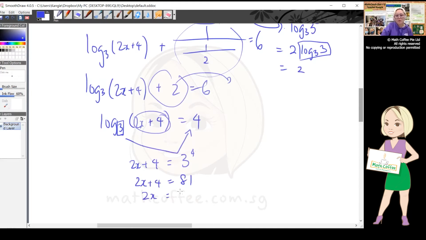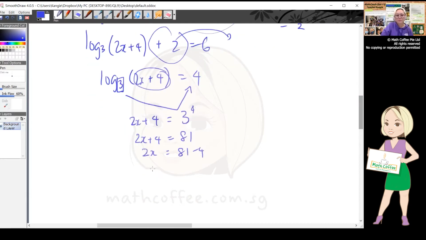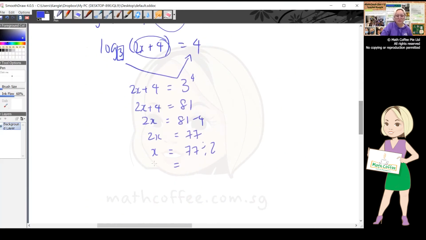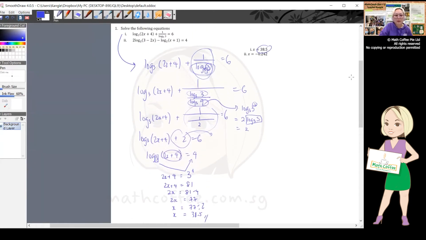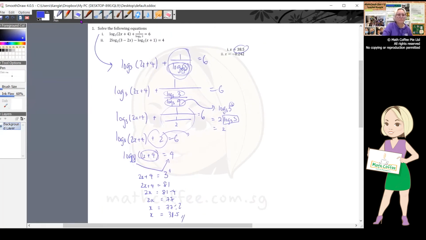And 2x equals 81 minus 4, so 2x equals 77. And x equals 77 divided by 2, which is 38.5. x equals 38.5, and you are done. That's for part one. You can take a snap if you want to. I'm going to erase this.